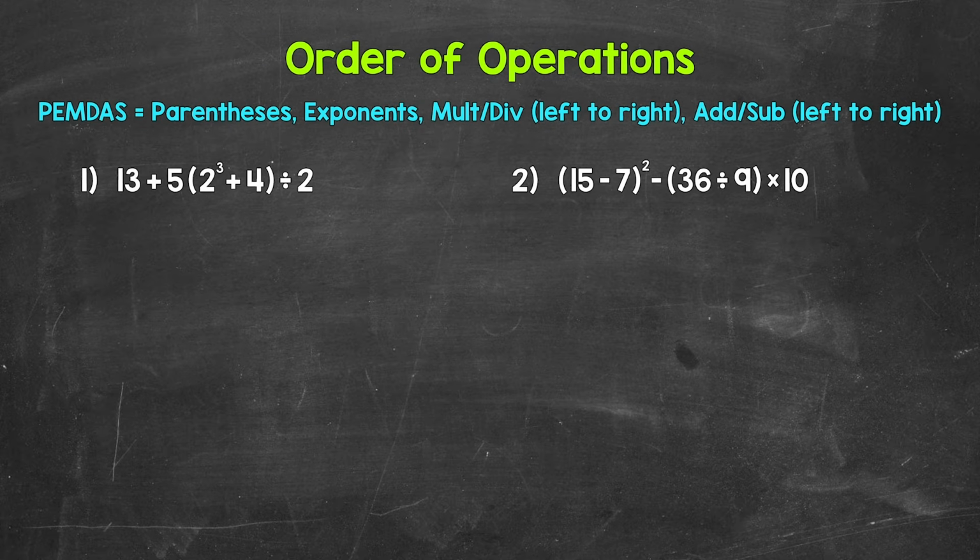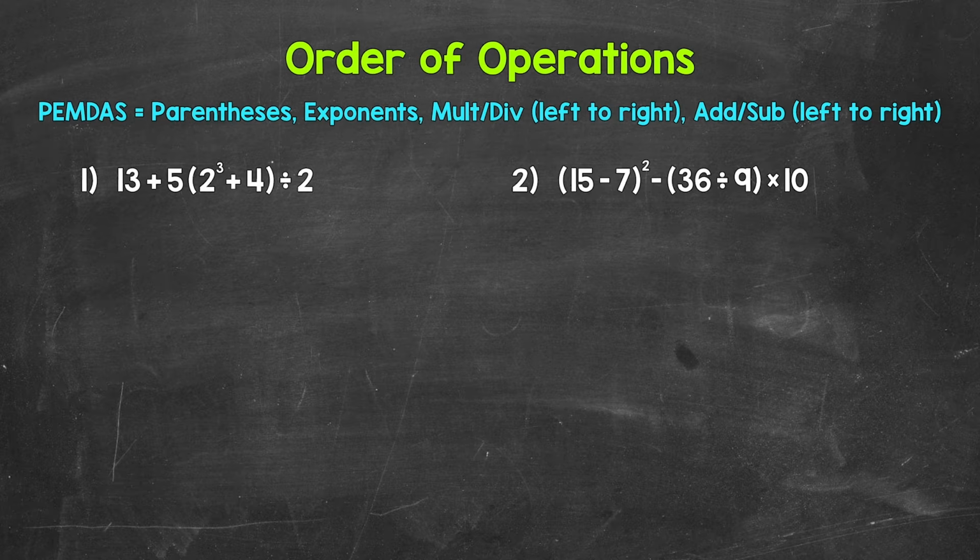Here are our examples involving parentheses and exponents. Let's jump into number 1, where we have 13 plus 5, and then in parentheses, 2 cubed plus 4, end parentheses, divided by 2. Now, one thing I want to mention before we get started, whenever we have a number next to parentheses, so we have 5 and then a set of parentheses, that's multiplication.